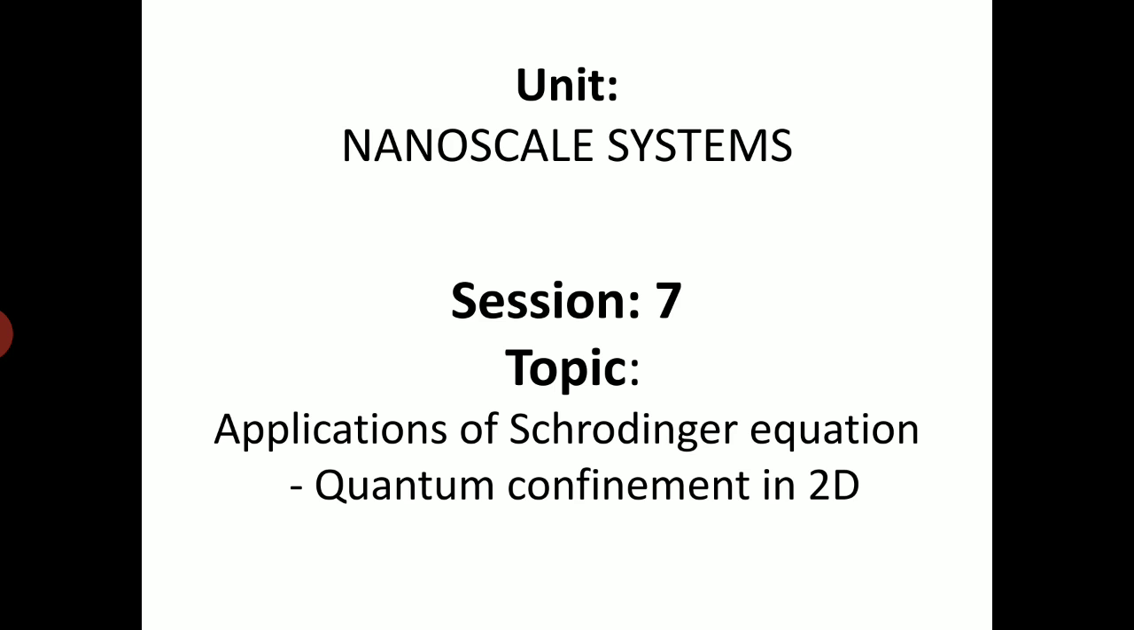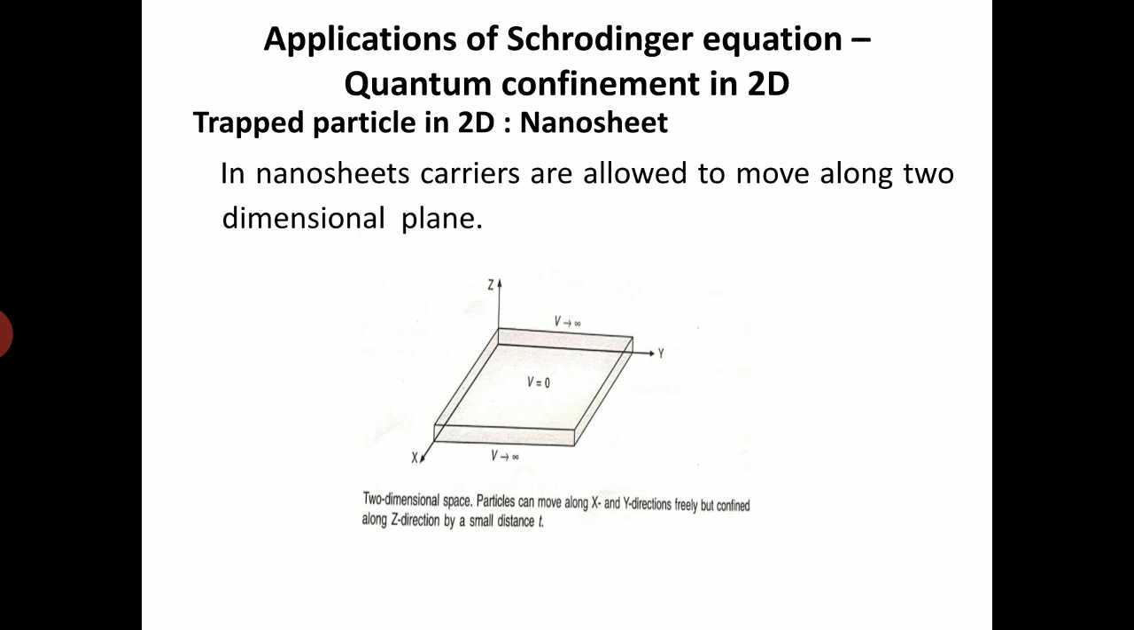Now I am going to discuss the topic quantum confinement in 2 dimension, which comes under the unit nanoscale systems. Particle trapped in 2 dimension. Example for this is nano sheet. In nano sheets, carriers are allowed to move along 2-dimensional space or 2-dimensional plane.